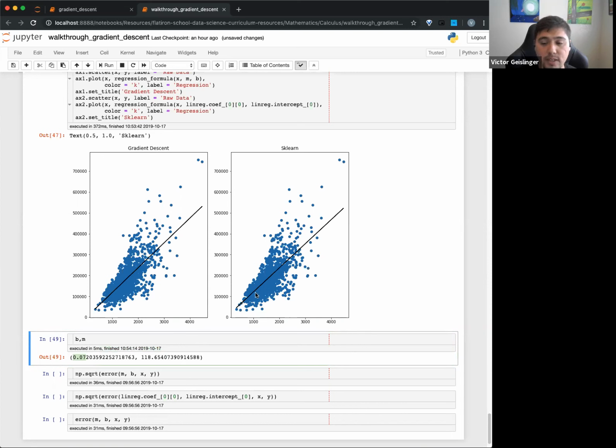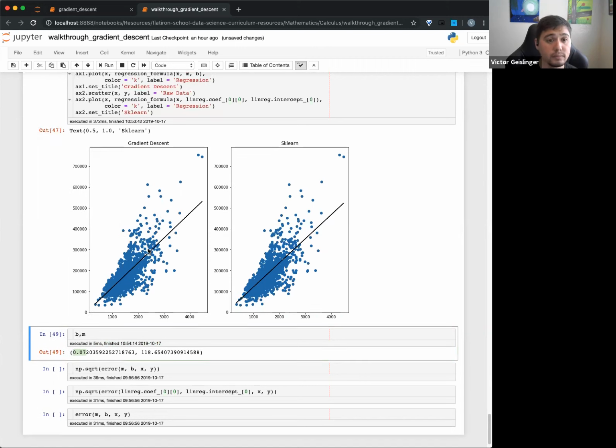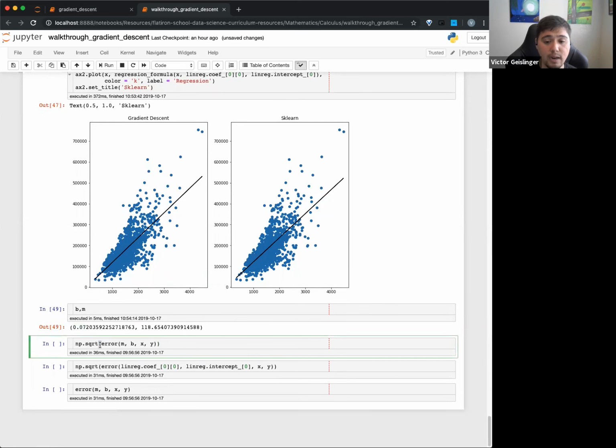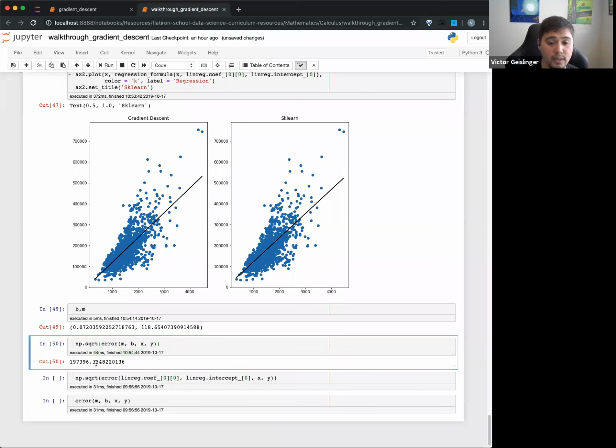But you can see here basically the sklearn and the gradient descent are more or less the same thing. And that's because they're using the same strategy to find the line of best fit. Okay. And you can see some error here, the mean squared error. So if you take the square root of this, for example, you can get this value right here.